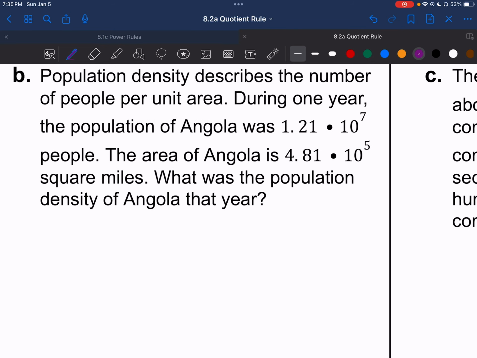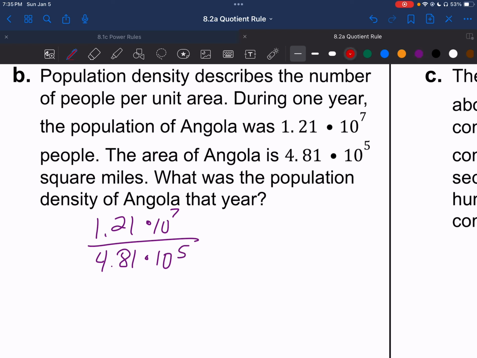All right, so population density. Population density describes the number of people per unit area. During 1 year, the population of Angola was 1.21 times 10 to the 7th people. The area of Angola is 4.81 times 10 to the 5th square miles. What is the population density of Angola that year? So we do population, so 1.21 times 10 to the 7th power over 4.81 times 10 to the 5th power.